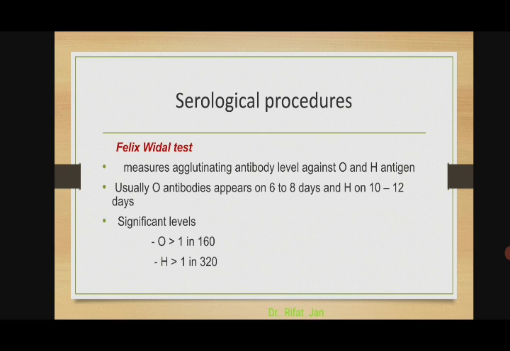Coming to the serology, Felix Widal test. This test measures agglutinin antibody levels against O and H antigens. Usually O antibodies appear on the 6 to 8 days and H on 10 to 12 days. Now the significant titers are O levels more than 1 in 160 and H greater than 1 in 320.